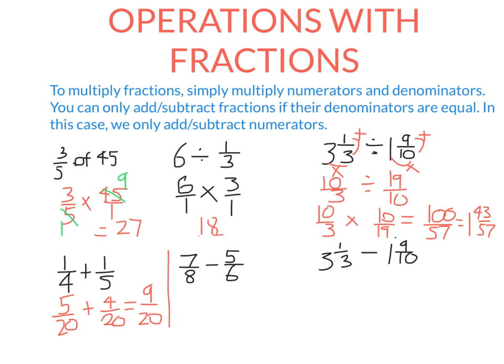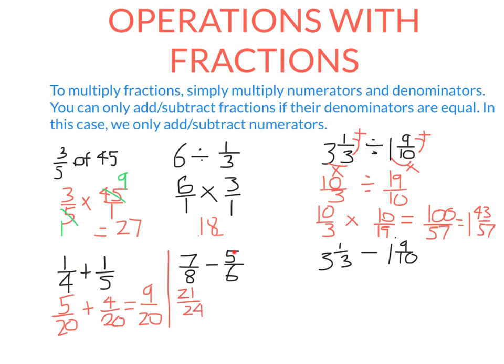So how would I do 7 over 8 minus 5 over 6? Same idea. I'm going to find the lowest common multiple of 8 and 6. Well, that's 24. So I'm going to times top and bottom here by 3. 8 times 3 is 24, so I times this by 3. I have to times this by 3. 7 over 8 is the same as 21 over 24.